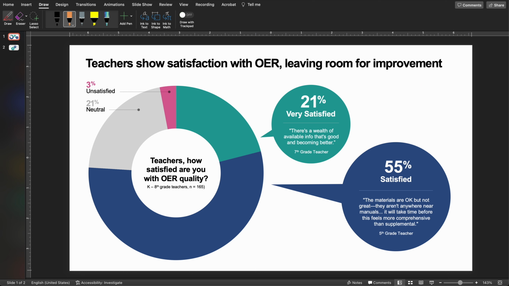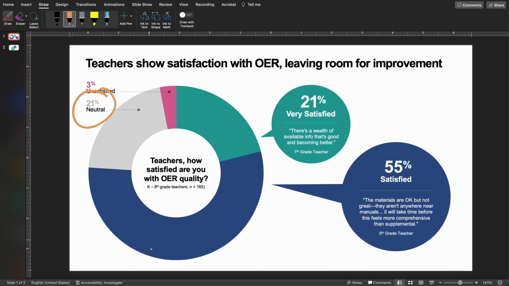What I chose to do was call out these 2 data points and map them back to the pie chart. The 21% of teachers that are very satisfied is the same color as the 21% portion of the ring. I also put these data callouts in conversation bubbles, just to help reinforce to the audience that these were things that were actually said. This callout also similarly maps to the 55% portion of the ring.